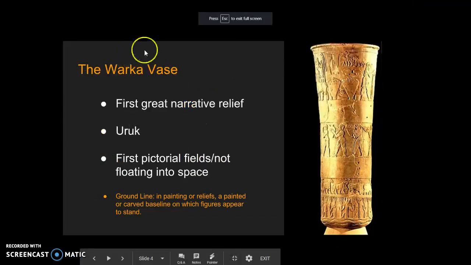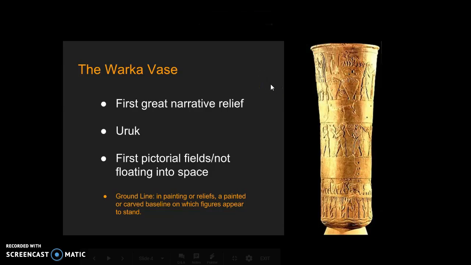Okay. So this is the work of vase. It's the first great narrative relief, meaning it's the first relief sculpture or vase that's told a story. It was found in Uruk. It's the first pictorial field not floating in space. If you remember back in the Stone Age, with the cave paintings, those figures are pretty much just floating in space. So what we're seeing is the definition of a ground line. That means in paintings or relief, a painted or carved baseline on which figures appear to stand. So they're not just floating out in the middle of nowhere.